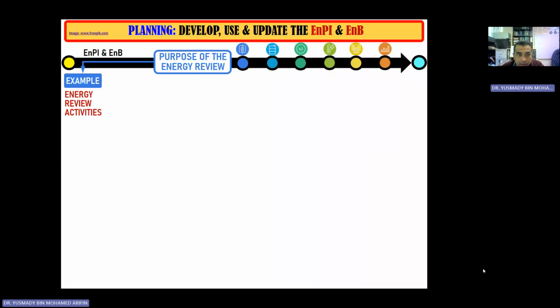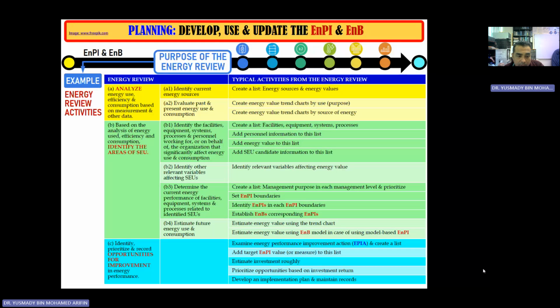Okay, for example, so now this example is about the energy review activities. If you look at the table, we have numbers of activities involved with energy review. First, we have analyze energy use efficiency and consumption based on measurement and also the data. Number 2, based on the analysis of energy use efficiency and consumption data, we can identify the area of SEU. And the third one, identify, prioritize, and record opportunities for improvement in energy performance. So these are the main activities for the energy review.